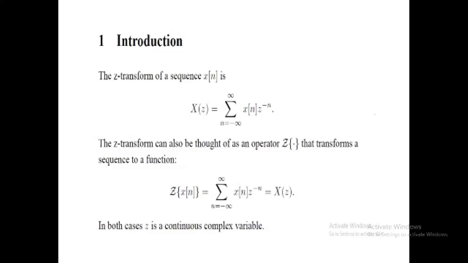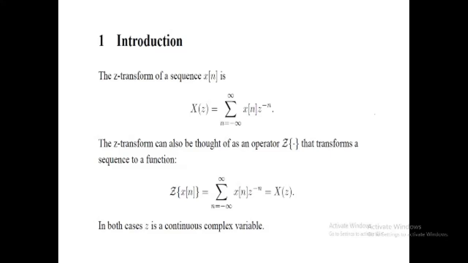We may obtain the Fourier transform from the Z transform by substituting z equals e to the power j omega. This corresponds to the restriction z equals r into e to the power j omega. So X of r into e to the power j omega equals summation of n tends to minus infinity to plus infinity x of n into r to the power minus n into e to the power minus j omega n.